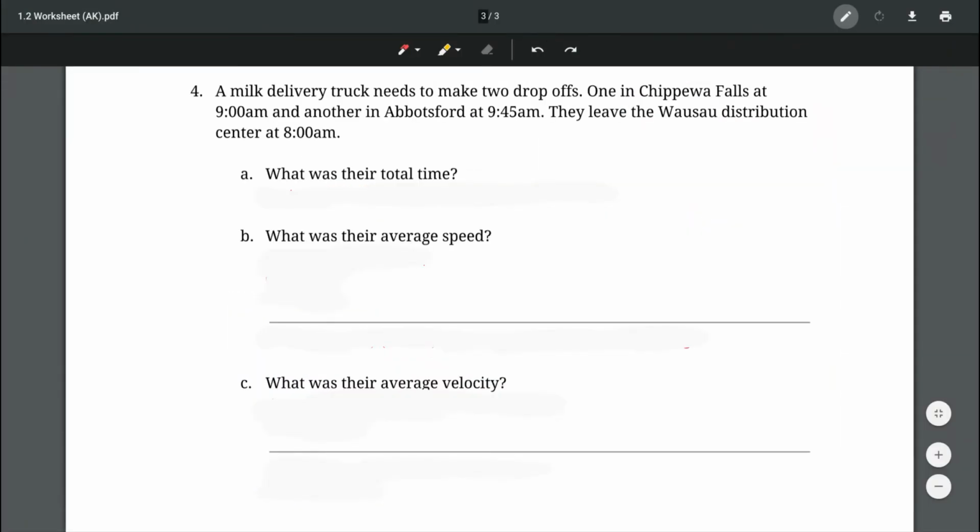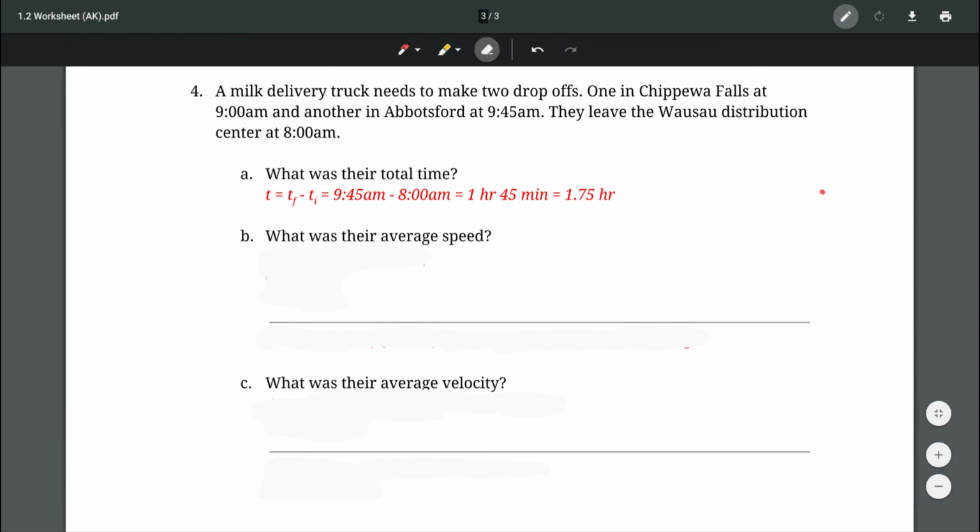And for the final question on this worksheet, we've got the same milk delivery truck. It's going from Wausau to Chippewa Falls and then from Chippewa Falls to Abbotsford. So to find the total time, this is similar to before. We need to see when they ended, which was at 9:45, and when they started, which was 8. And so between 9:45 and 8, there's 1 hour and 45 minutes, or 1.75 hours.